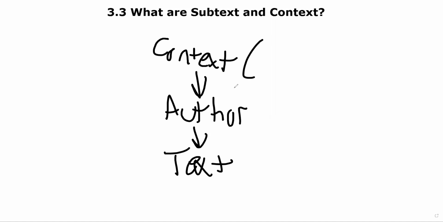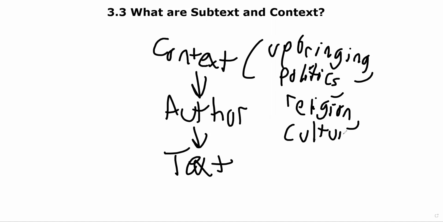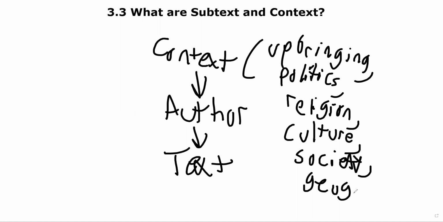Now, what informs an author's context? This could be a variety of things: upbringing, politics, religion, culture, society, geography, and so on. The list is truly endless when it comes to what can define a person.